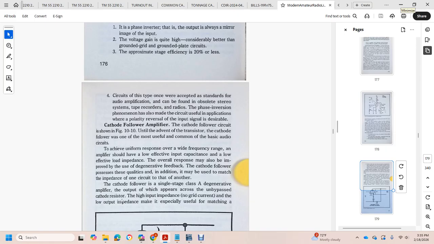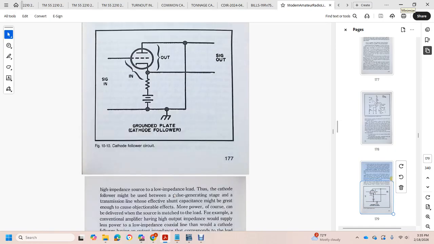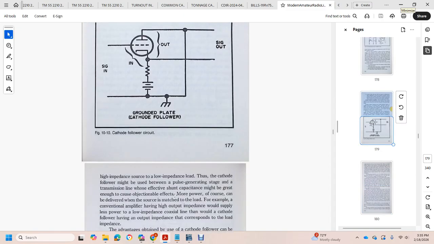The cathode follower is a single-stage class A degenerative amplifier, with the output appearing across the unbypassed cathode resistor. It has high input impedance with no great input current and low output impedance, especially useful for matching a high impedance source to a low impedance load.